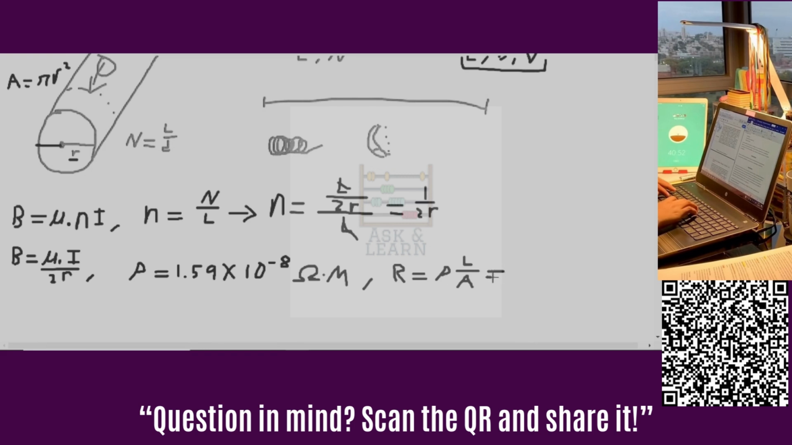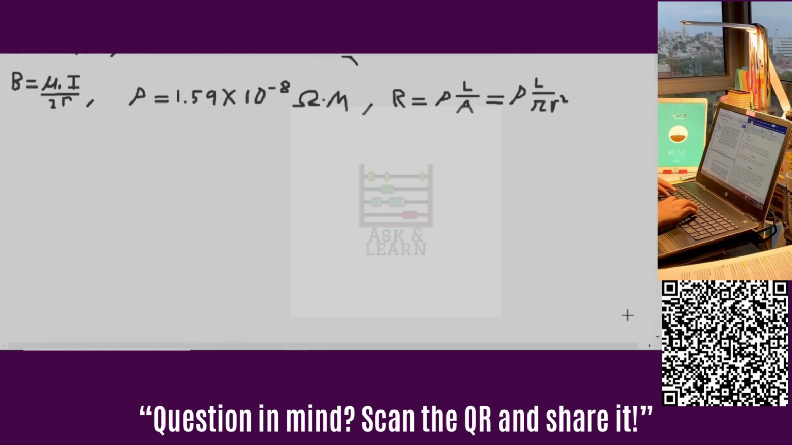So we can rewrite this equation for R. The resistance is equal to resistivity times the length divided by pi times the radius squared. I'm confusing it with the circumference. We have pi times the radius squared. That's the cross-sectional area of our wire.